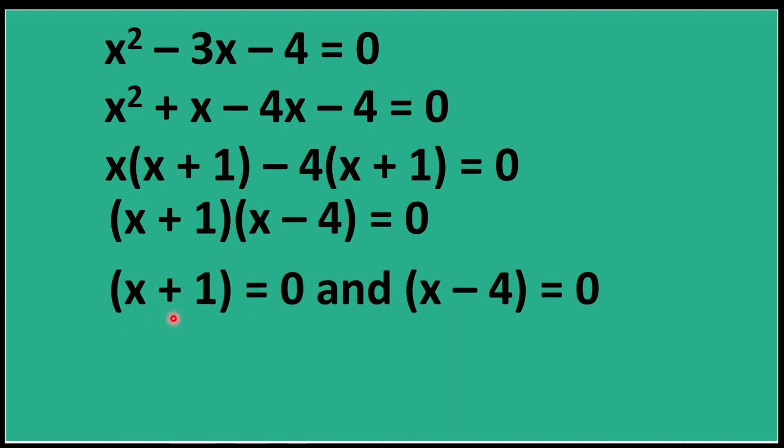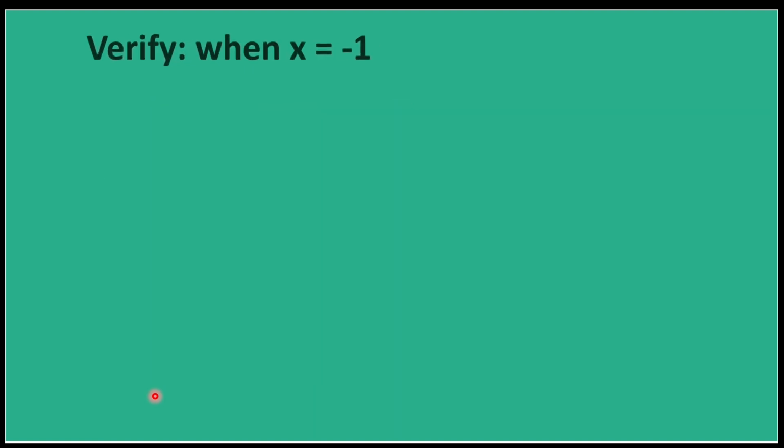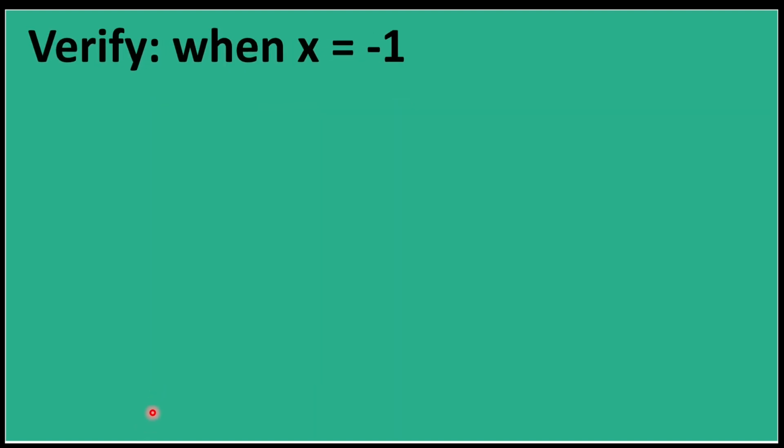And now we will send this plus 1 to the other side of the equation. So it will become x equal to minus 1, and x equal to this minus 4 will become 4. So we have these solutions, x equal to minus 1 and x equal to 4. But after deciding the real solutions of the equation, we will verify. So let's verify the equation for x equal to minus 1.